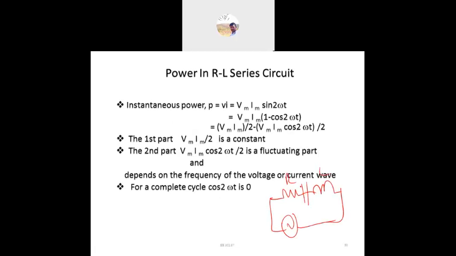If you only have a resistor and a capacitor, it's called an RC circuit. If it has the inductor, we say that is the RL circuit. So, RL, RC, RLC.